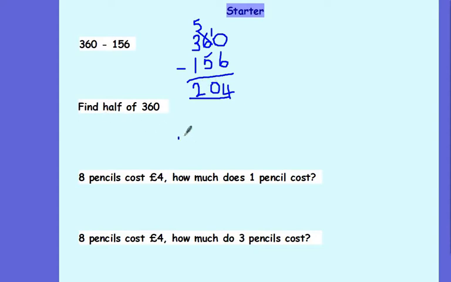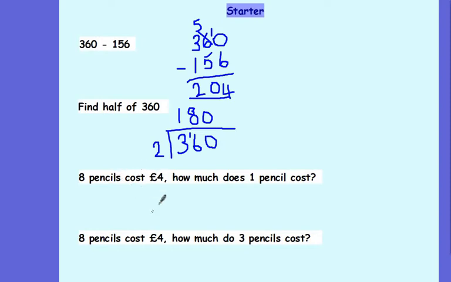For half of 360, again, I'm going to do a little sum. 360, half means I need to divide it by 2. 2's into 3 goes 1, remainder 1. 2's into 16 is 8. And 0, so 180.